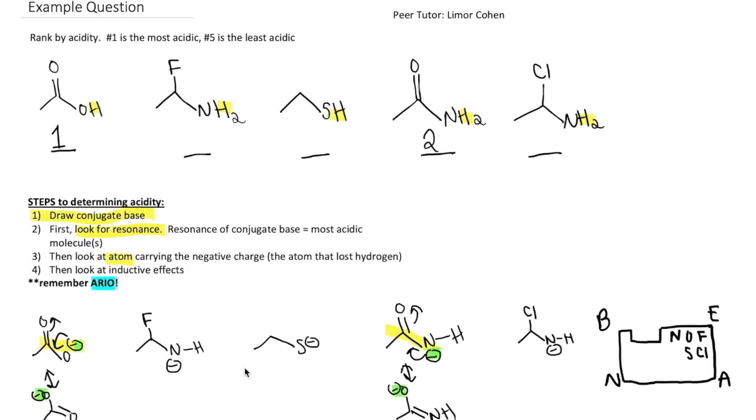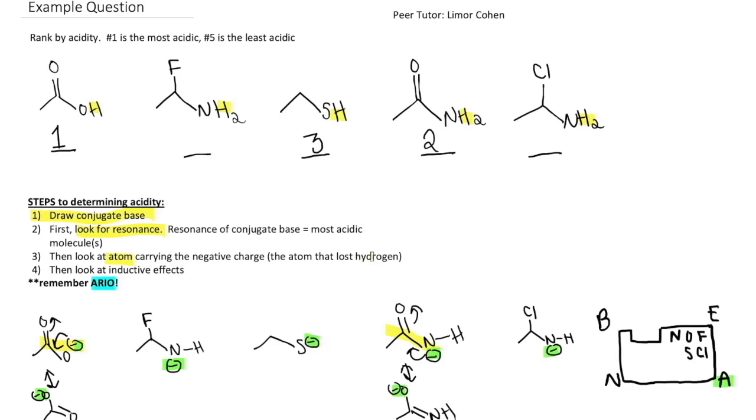So since none of our other molecules can resonate, we want to look at the atom that's carrying the negative charge in our other molecules. Here we have a negative charge that's on sulfur, and in these two molecules, in both of them, the negative charge is on nitrogen. When we look at the Bean rule and the periodic table, atoms going down and to the right on the periodic table are more acidic. So sulfur will carry negative charge better than nitrogen because it's larger, so it's able to spread out that negative charge better and make it more stable. So sulfur is going to be a better acid, so I'm going to rank it number 3.